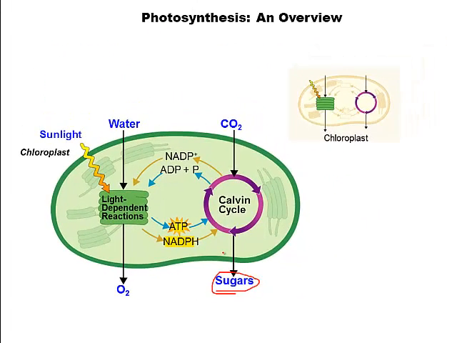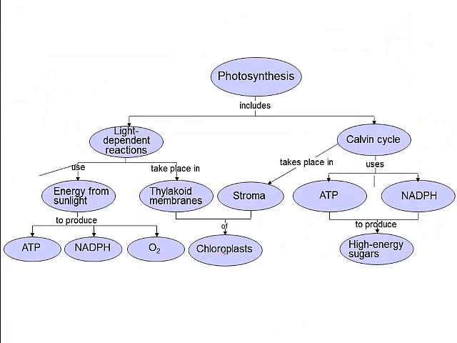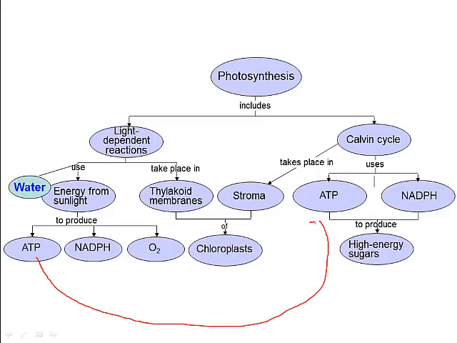Okay, another way that we can look at this is by looking at a concept map. We're going to add a little bit into this. So photosynthesis has two different reactions to it. You have your light-dependent reactions and you have the Calvin cycle. The light-dependent reactions have to happen before the Calvin cycle can. Okay, the light-dependent reactions take place in the thylakoid membranes, and they're going to use energy from the sun and also water. And in that process, they're going to make ATP, NADPH, and oxygen. Now remember, the ATP and the NADPH, they're right over here. So they're going to get used over in the Calvin cycle.